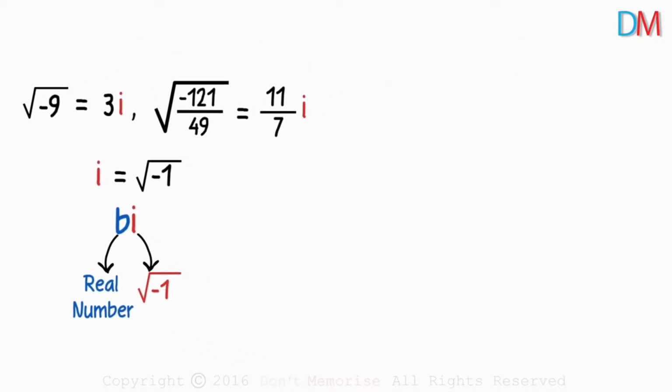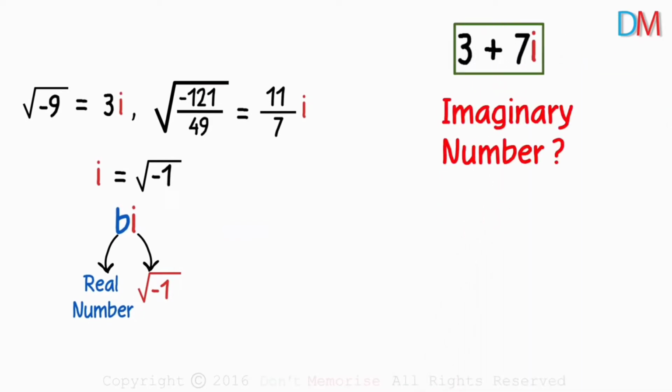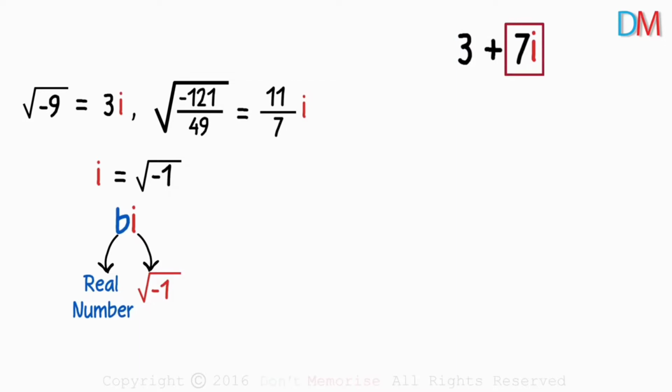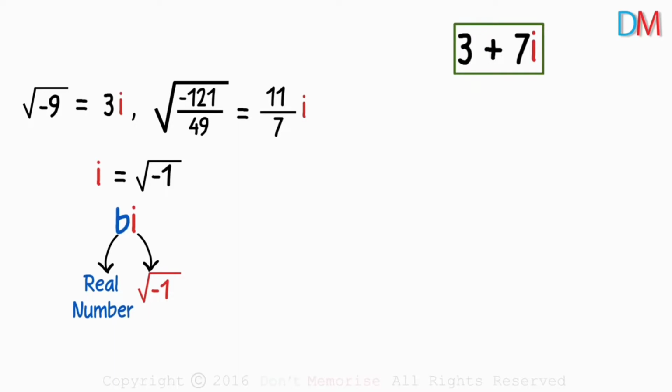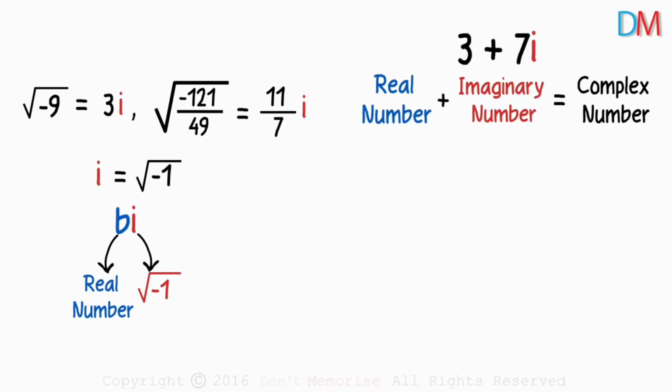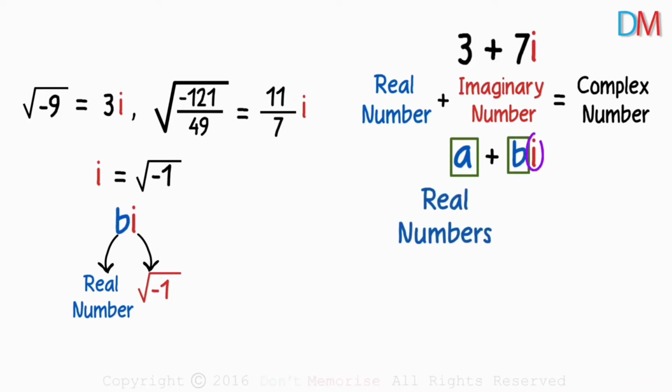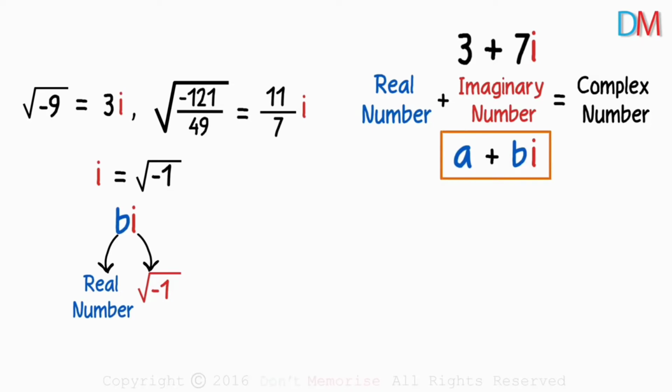What if we have a number like 3 plus 7i? Will this be an imaginary number? Well, we can be sure that this part of the number is imaginary, and this part is a real number. So this is a mix of real and imaginary parts. And this is what we call an example of a complex number. Real plus imaginary gives us a complex number. It's of the form a plus bi, where a and b are real numbers and i is the unit imaginary number.